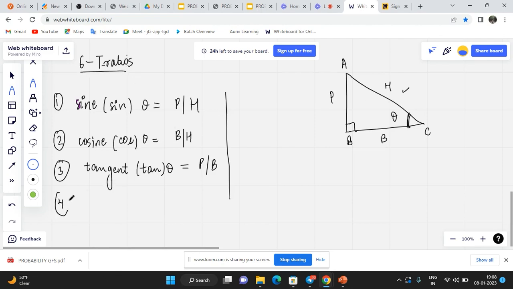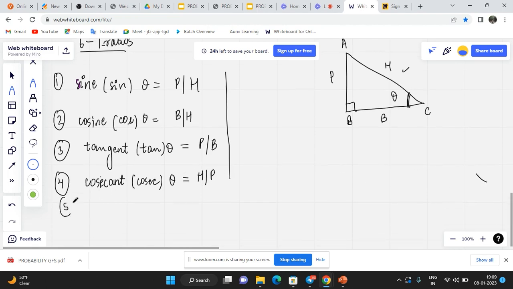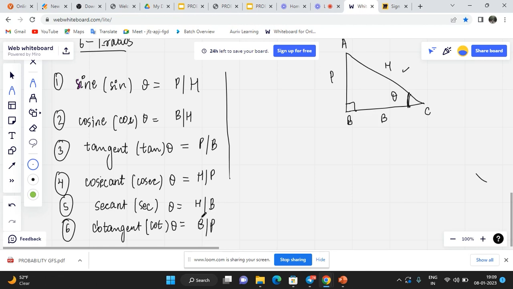Now coming to the fourth one, cosecant, which is also written as cosec theta. It is the relationship between the hypotenuse and the perpendicular of the right angle triangle. Similarly, we have secant, written as sec theta. It is the relationship between the hypotenuse and base of a right angle triangle. And sixth is cotangent, written as cot theta, which is the relationship between the base and the perpendicular of a right angle triangle.